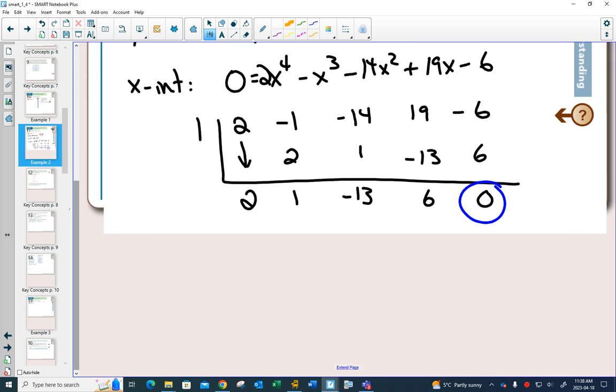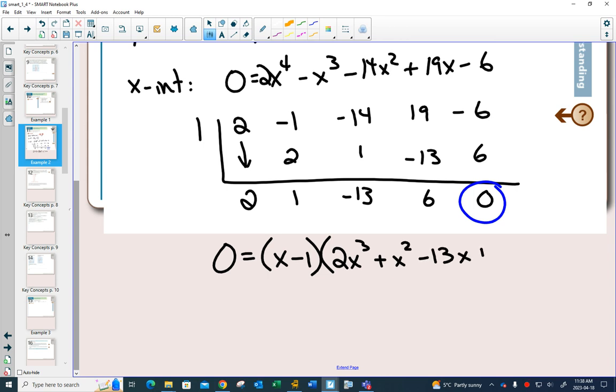So this is good because now I can rewrite this equation that was 0 equals. Usually in 1.2 we wrote p of x equals, but we don't have p of x equals here. Now we have 0 equals, so we write 0 equals, one factor was x minus 1, and now we have 2x cubed plus x squared minus 13x plus 6. And we've started to factor this. We still need to factor even more because this is still an x cubed.